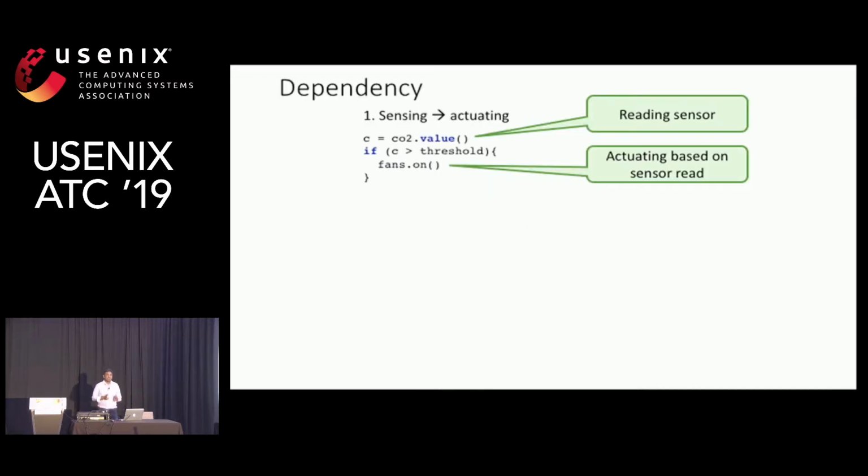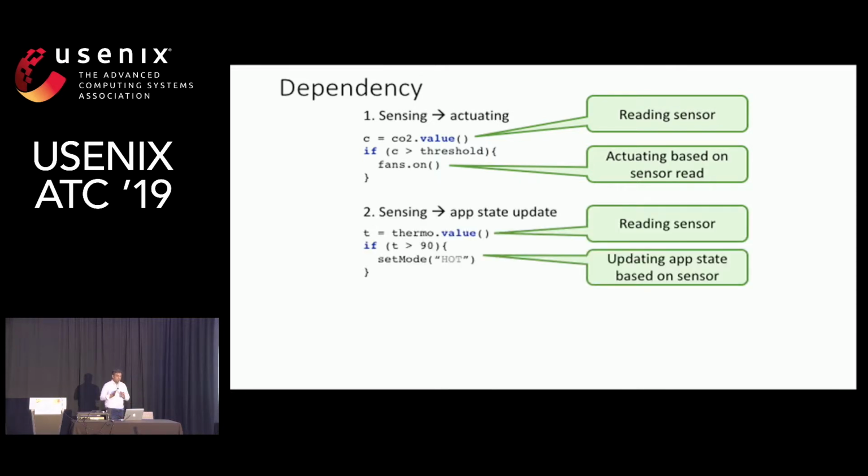First is the sensing to actuating dependency, where you can see in this example a carbon dioxide sensor is being read, and if its value is greater than a threshold, fans are being actuated. Now, what happens if there is a failure and the sensor returns a stale value? Returning a stale value happens in many of the existing smart home platforms. What happens is now there is an incorrect actuation or a missing actuation.